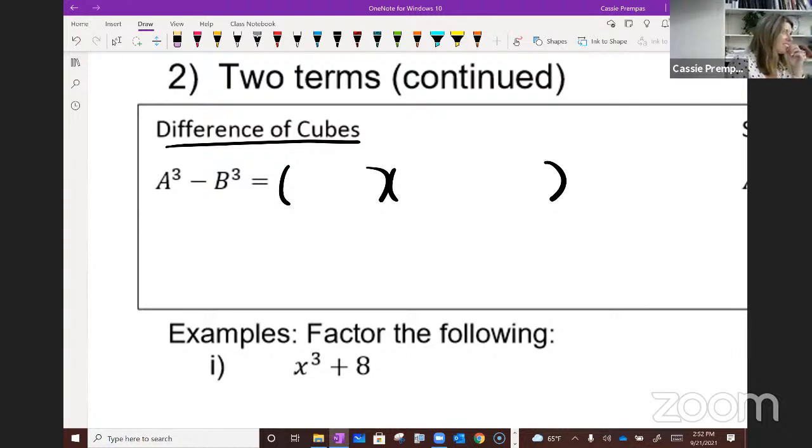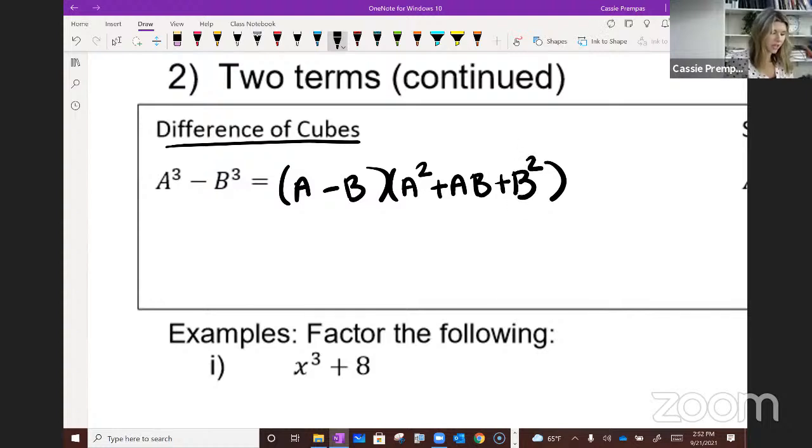Caroline, do you remember? It would be A minus, nice, and then it would be A squared plus A times B, well done, and then plus B squared. Woo! Nice job, Caroline. Well done.